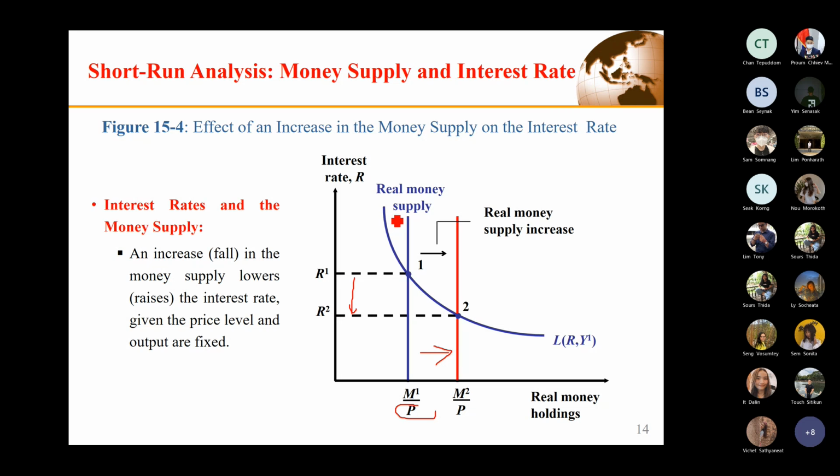For example, in the US, as the Federal Reserve tightens the money supply, we know interest rate will be higher. As the money in the US economy has been reduced, the interest rate on the US dollar would be higher.